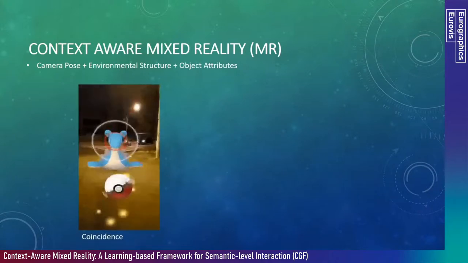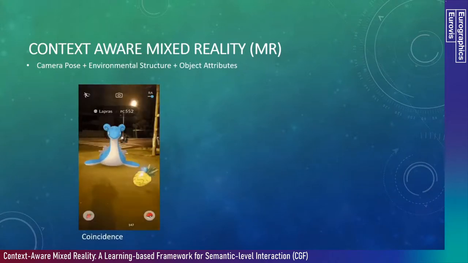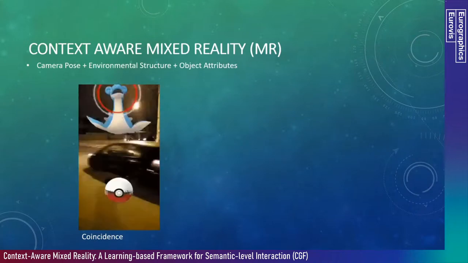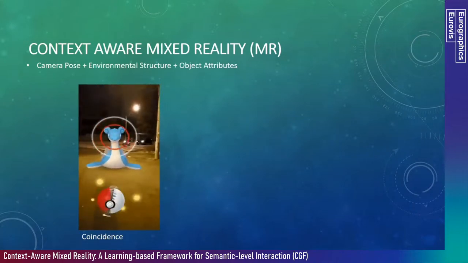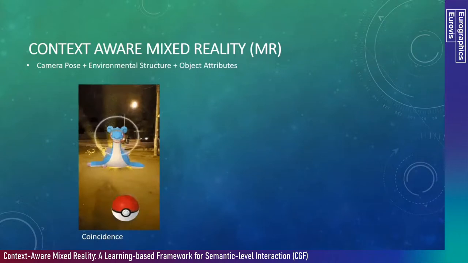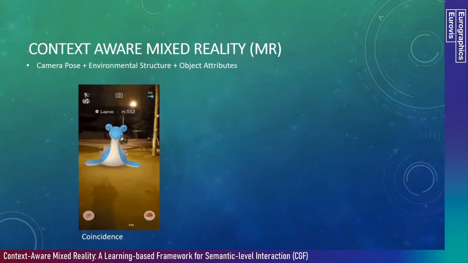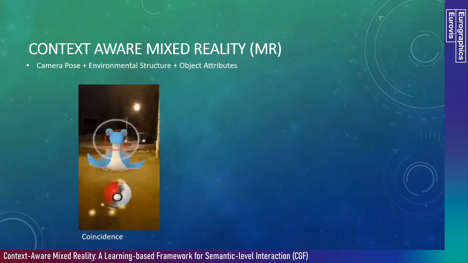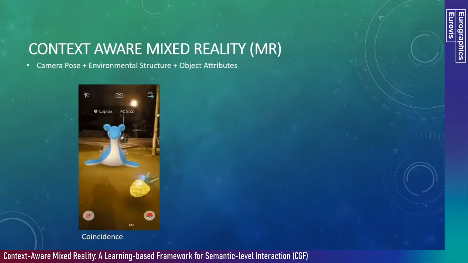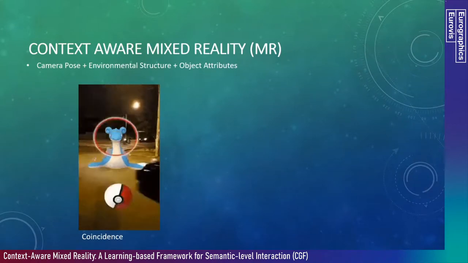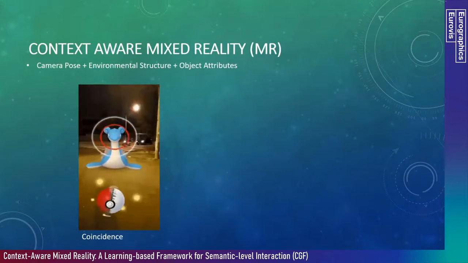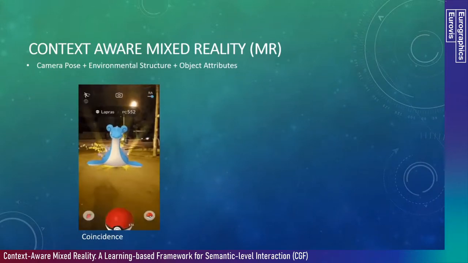This is also a demo of Pokemon Go. You can see that the little monster can jump when the car is passing by to avoid the car. I believe this is just a coincidence. However, it shows that if this happens, it can greatly improve the MR experience.